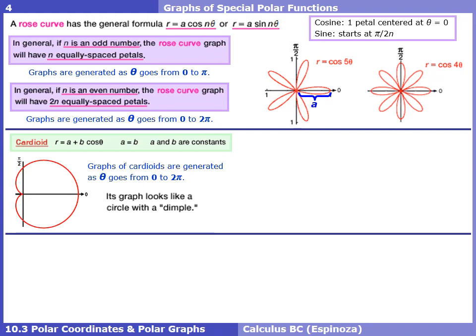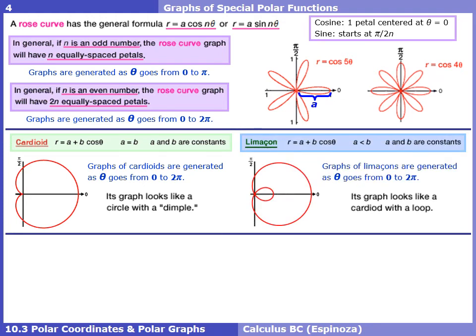Another graph we're going to have to be very familiar with is something called a limaçon. Here it's got the same equation as a cardioid, but now the a number is less than the b number.